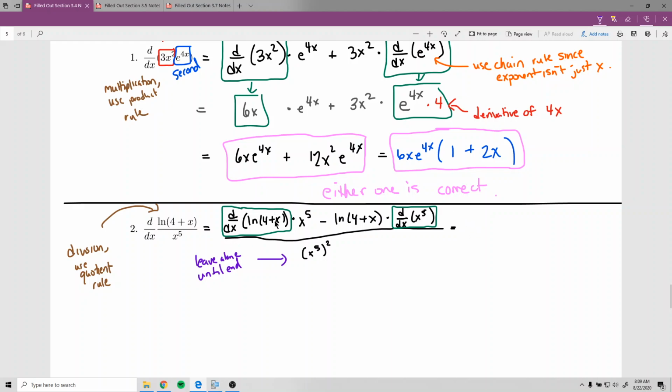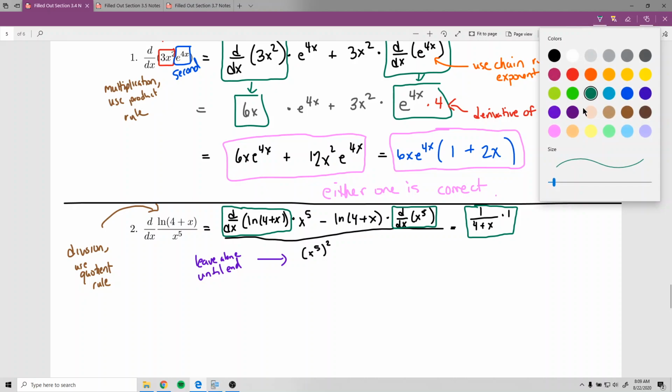All right, so the derivative of the natural log of anything is 1 over the inside. So we got 1 over 4 plus x. And this one's kind of funny, I think, because the derivative of 4 plus x is just 1. So it kind of is going to look like we didn't even use the chain rule because the derivative of the inside is 1. So that's the derivative of the natural log of 4 plus x. The 1 is the derivative of 4 plus x.